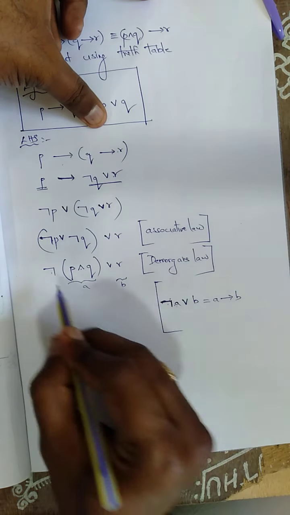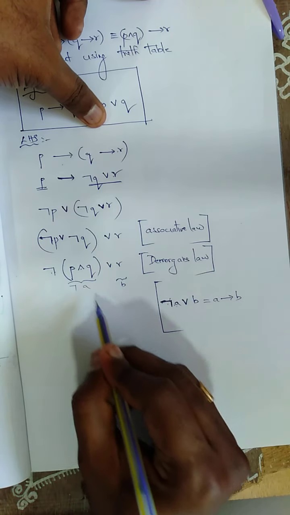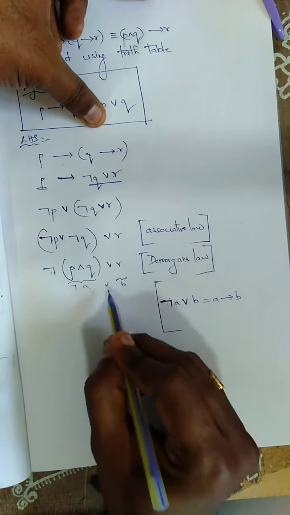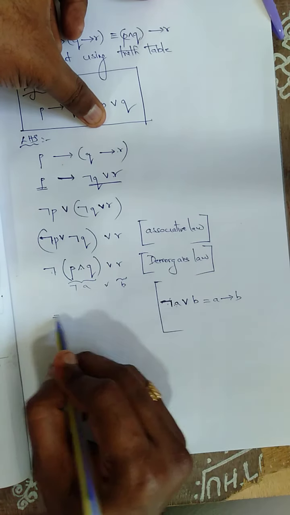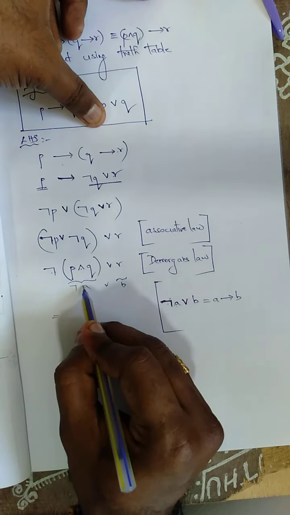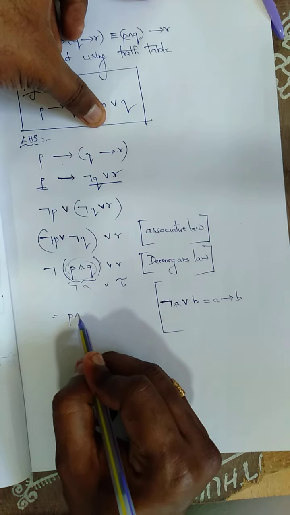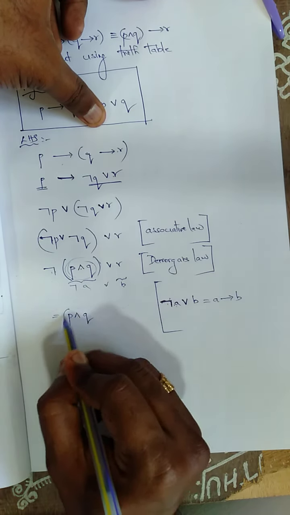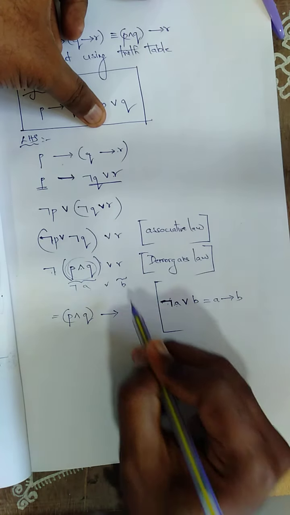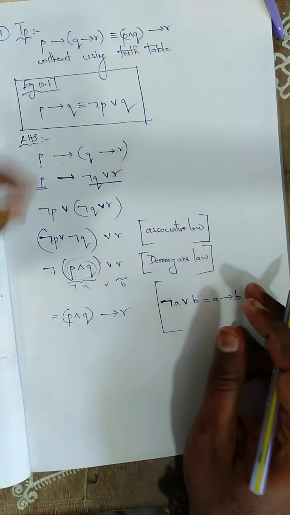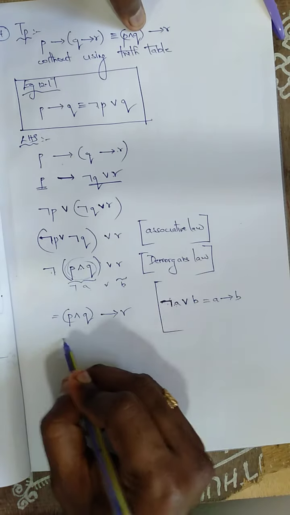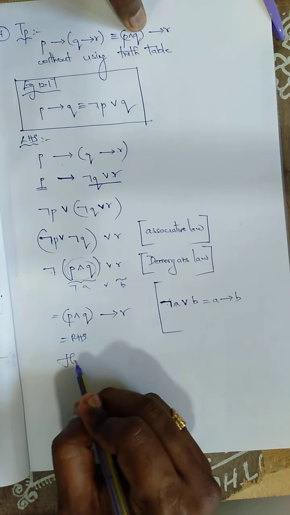So what do I see here? Negation of A or B, how can I write? A and B. Which one is A? This one is A, P and Q, conditional with R. See, this only we need to prove. It is equal to RHS, hence proved.